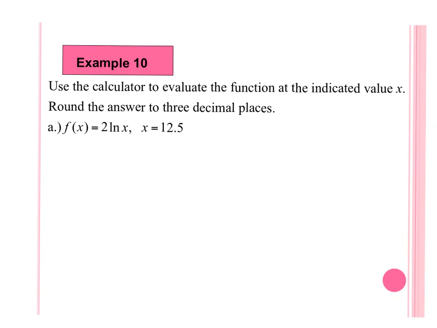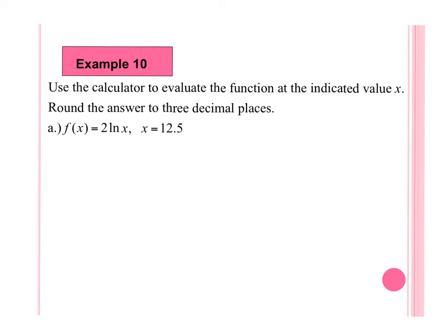So this one just says use the calculator to evaluate the function at the indicated value of x and then round the answer to 3 decimal places. So 2 ln of x would be 2 ln of 12.5, and you type it in and you hit equals and you let your calculator do the work.